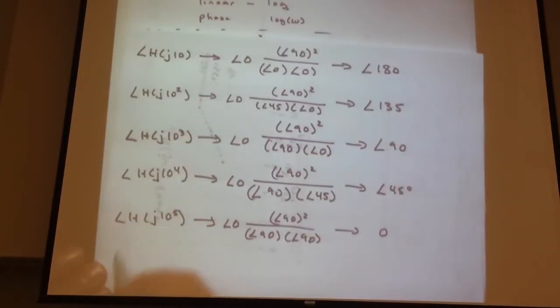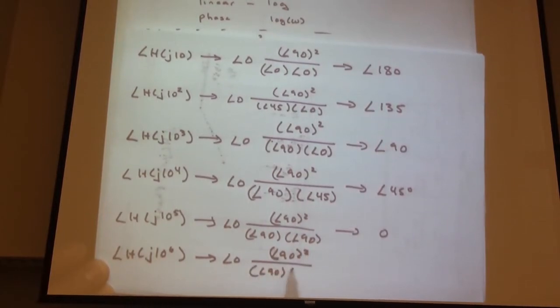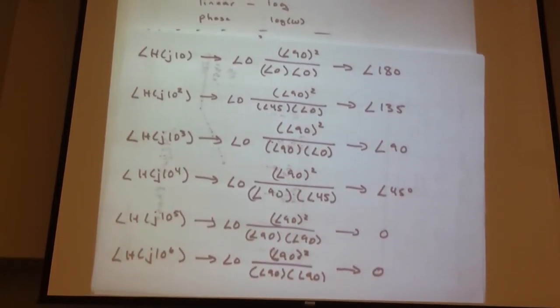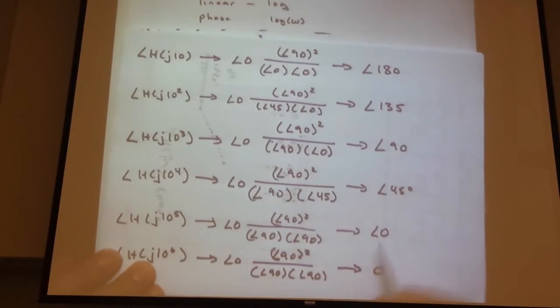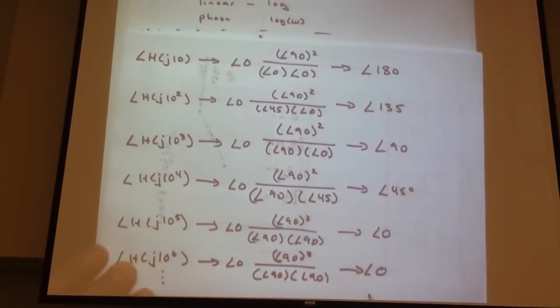Then we can go out further. H of j10 to the 6. Again, angle 0, angle 90 squared, angle 90. You guys don't have to write out every one of these. Yes, you do. Angle 0. Oh, I left out my angles. What about j10 to the 7? What's the angle going to be as I keep going up in frequency? 0.